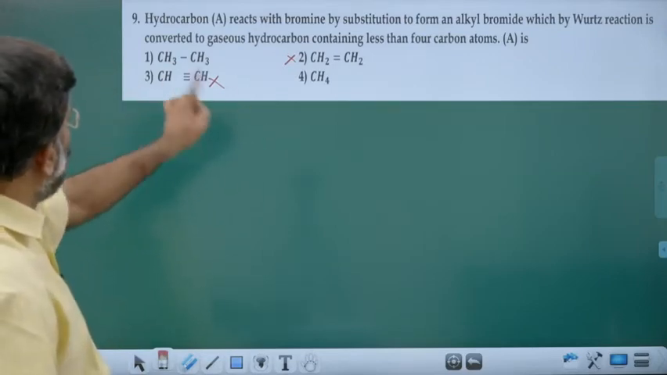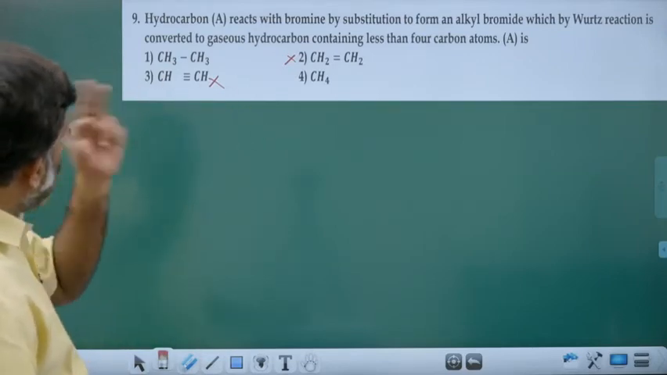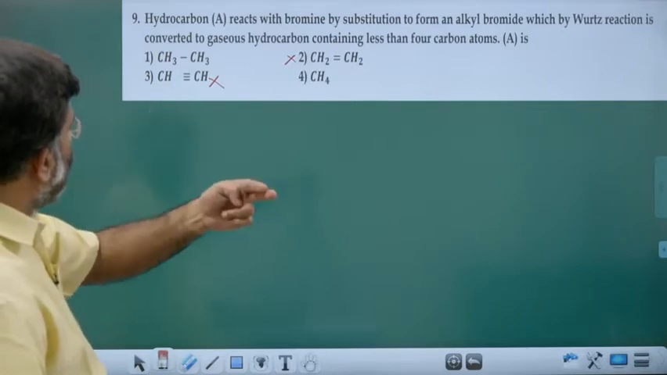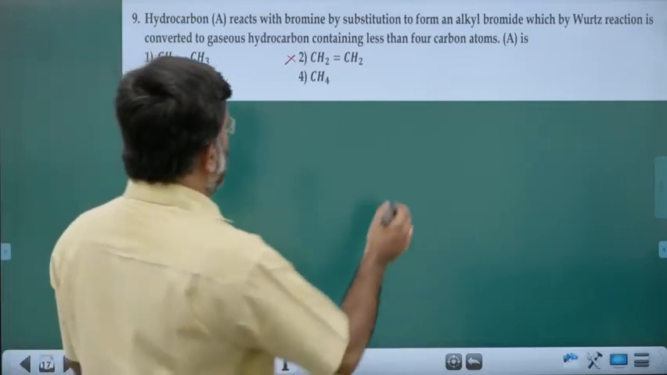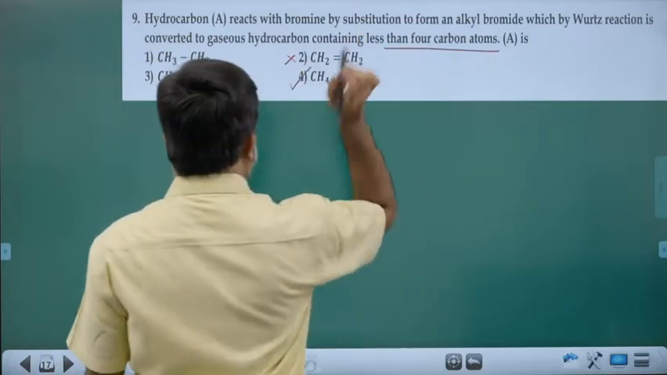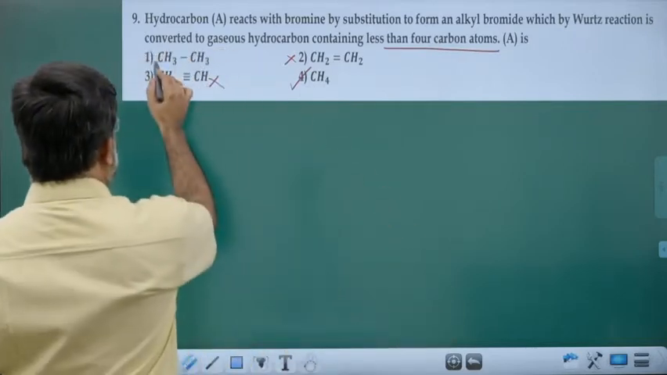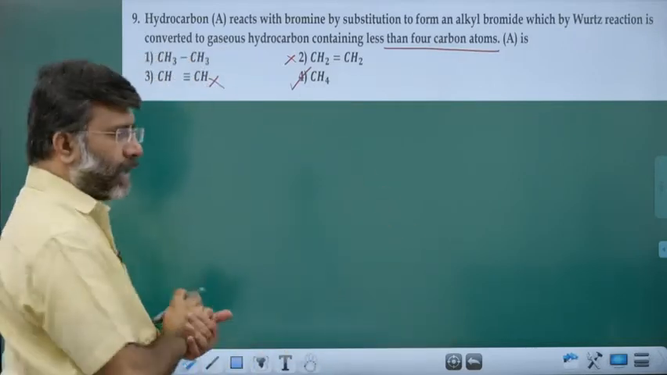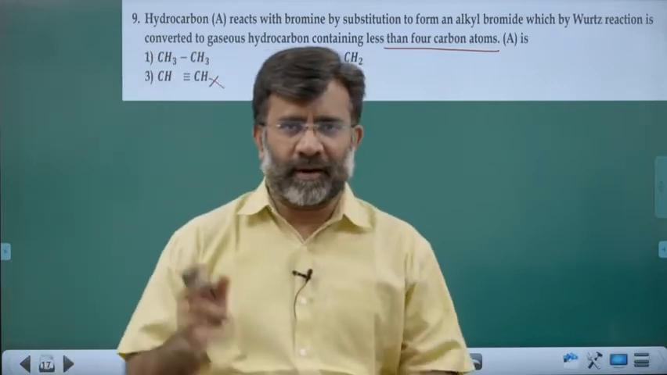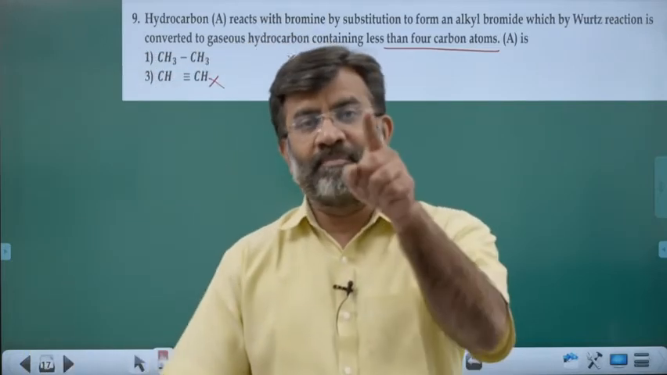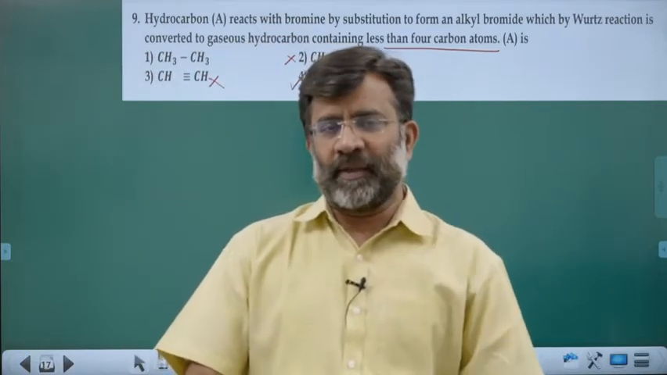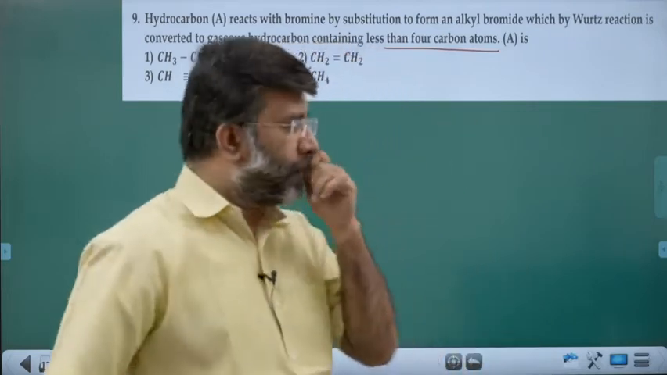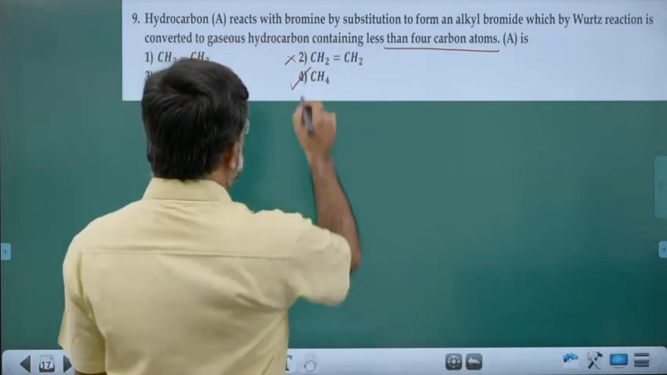So out of 1 and 4, you now get an alkyl bromide which undergoes Wurtz reaction giving less than 4 carbon atoms. So the answer is 4. Suppose you take this. This will give you ethyl bromide, and ethyl bromide undergoing Wurtz reaction, you get butane, 4 carbon atoms. We want less than 4 carbon atoms. So what will happen? This is the answer.